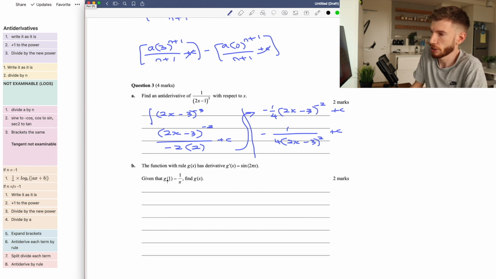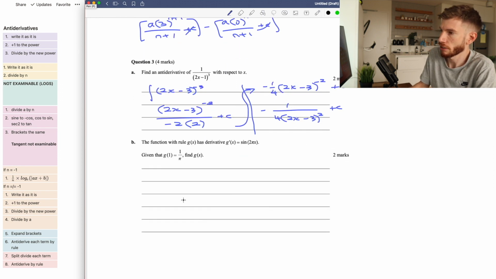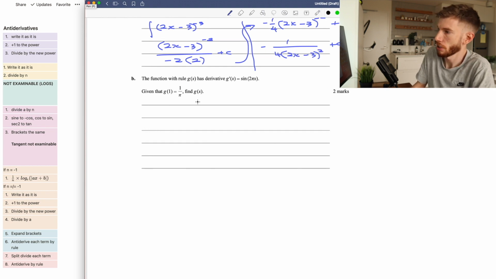After that, we've got the function g of x, which has a derivative given by this. Given that g of 1 is equal to 1 on pi, find g of x. What this means is we're relying on the fact that antiderivatives are the opposite of derivatives. So if we're given g prime x, we can antidifferentiate with respect to x to get to g of x. And that's what we first have to do.